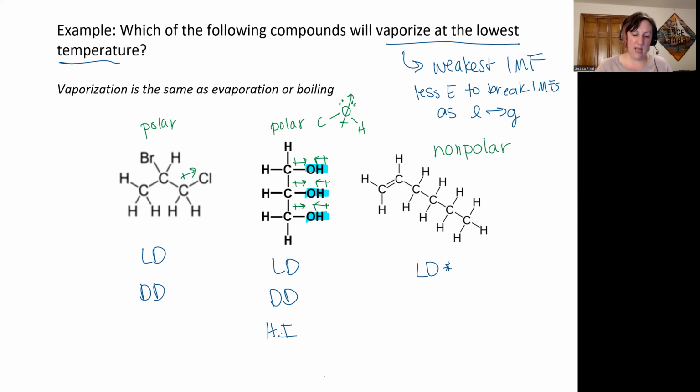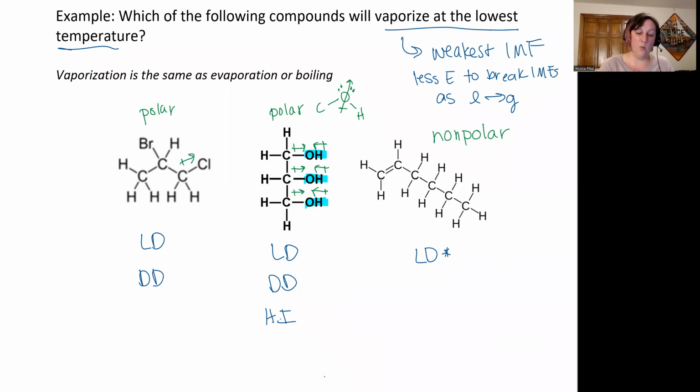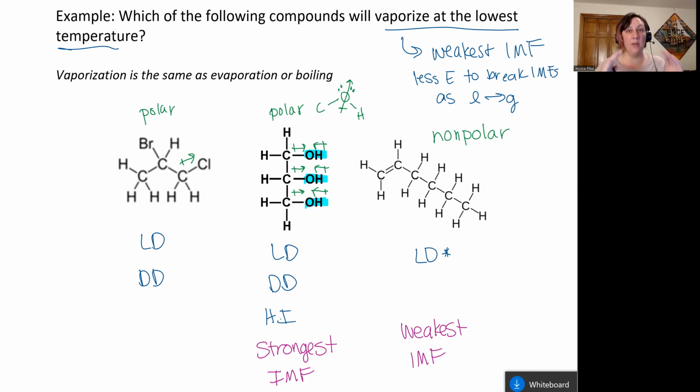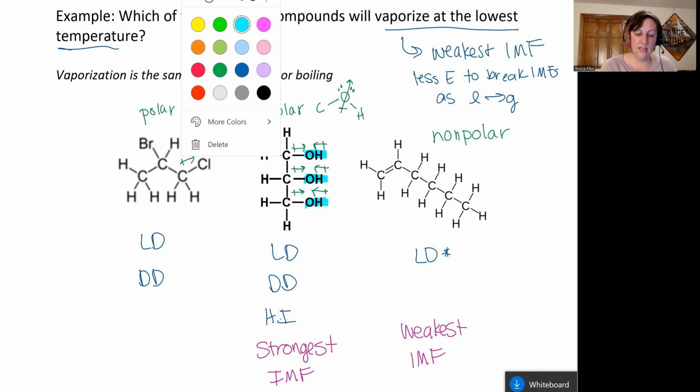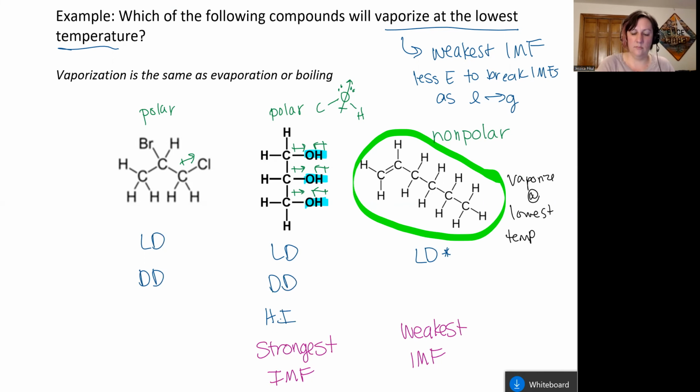So looking at this, I would rank these. This one with all the OHs would have our strongest intermolecular forces. And the one that has just London dispersion forces would be our weakest. So to answer the question, which will vaporize at the lowest temperature, I would choose the last one, this C6H14, it's probably 14. So it's going to be the one all the way on the right that will vaporize at the lowest temperature. It has the weakest intermolecular forces.